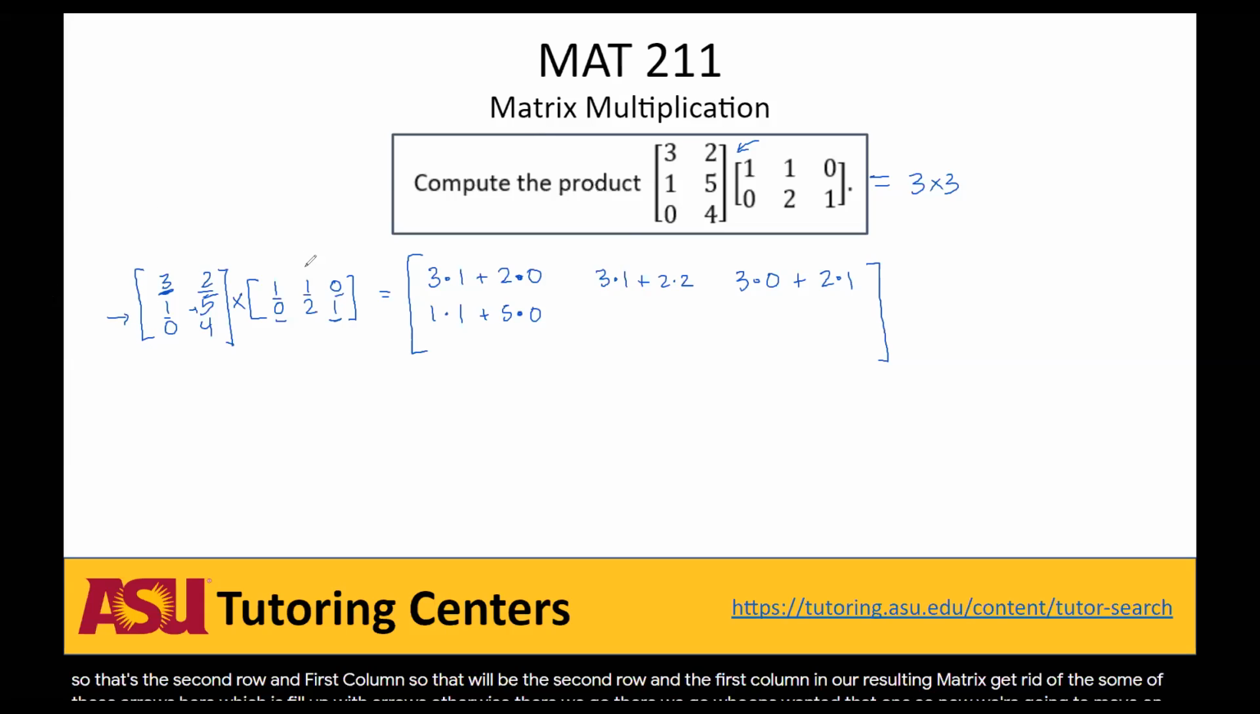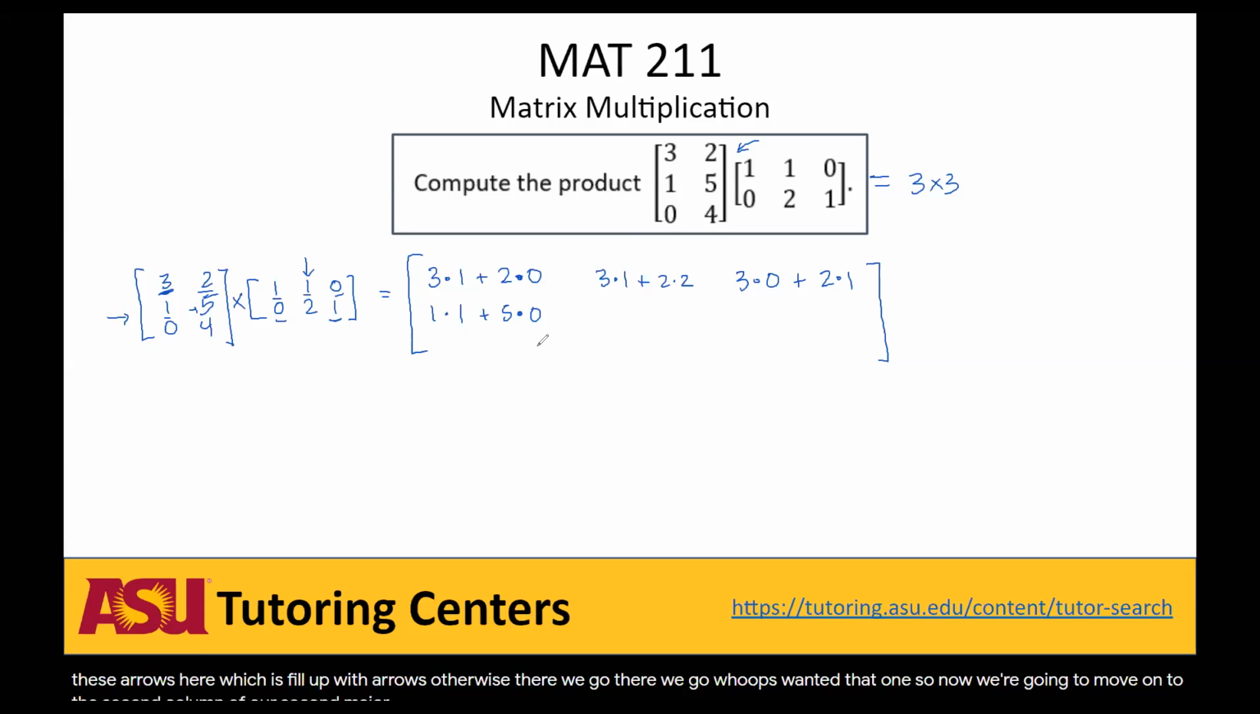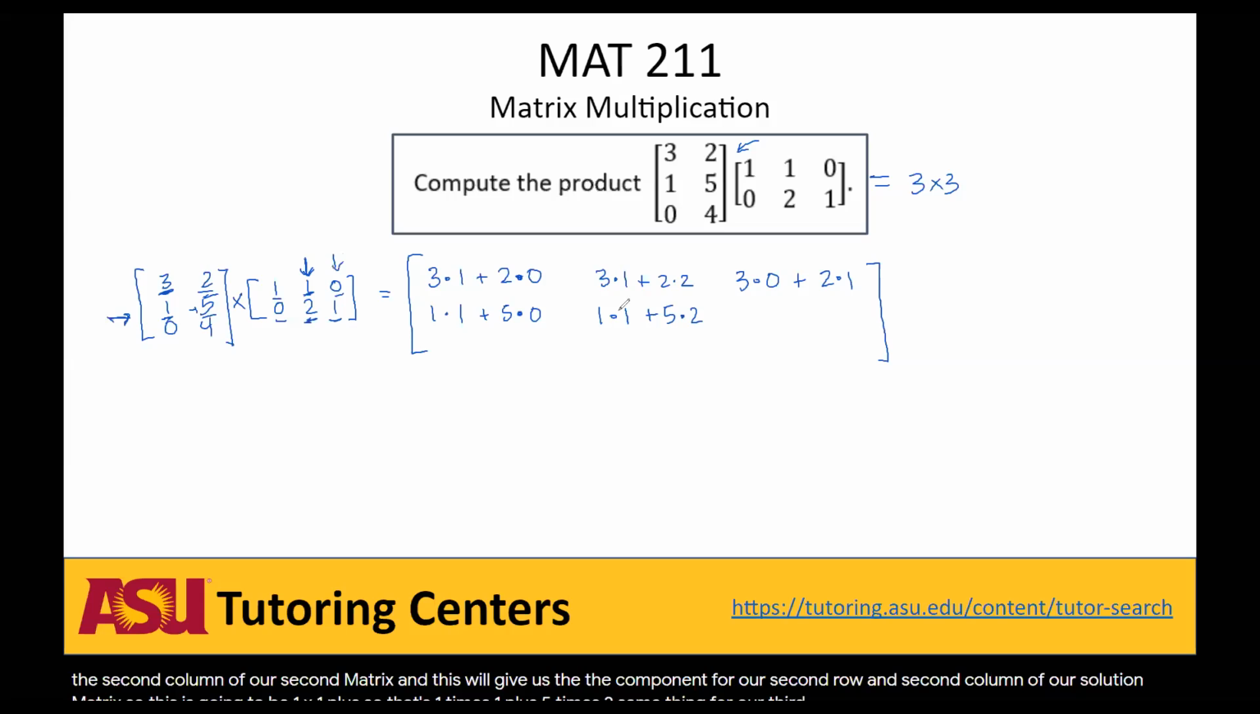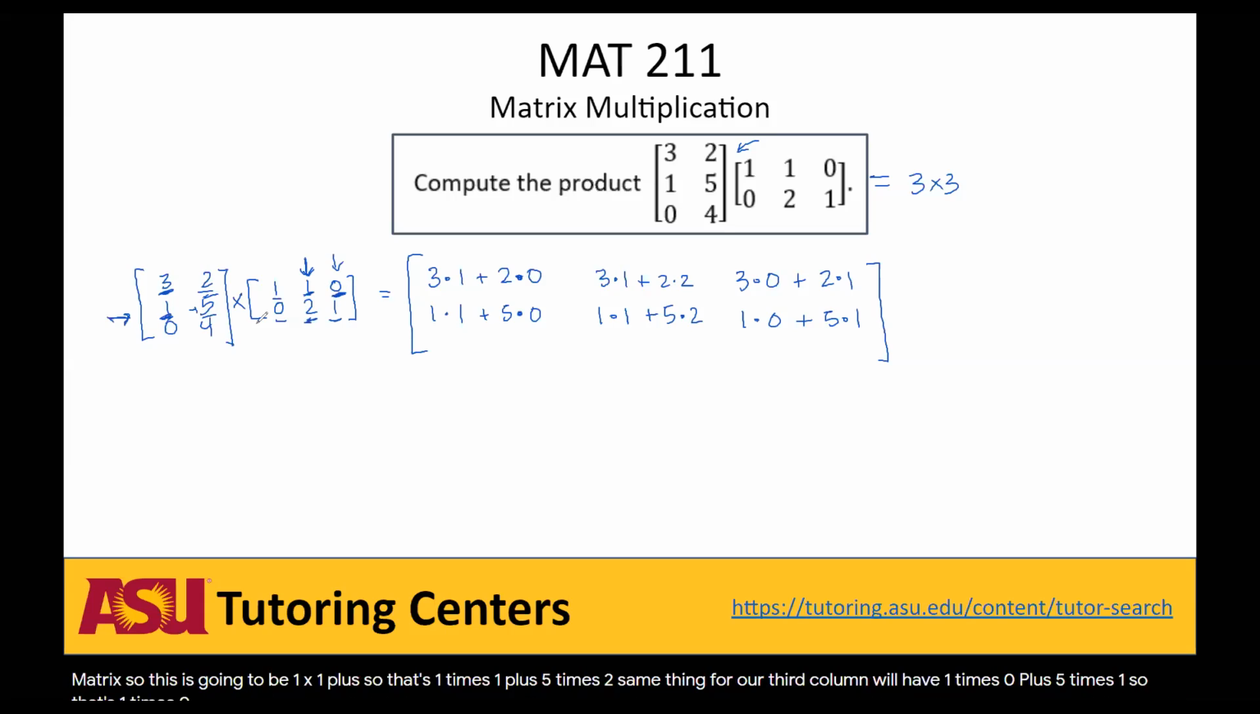So now we're going to move on to the second column of our second matrix, and this will give us the component for our second row and second column of our solution matrix. So this is going to be 1 times 1 plus 5 times 2. And same thing for our third column. We'll have 1 times 0 plus 5 times 1. So that's 1 times 0 and 5 times 1.